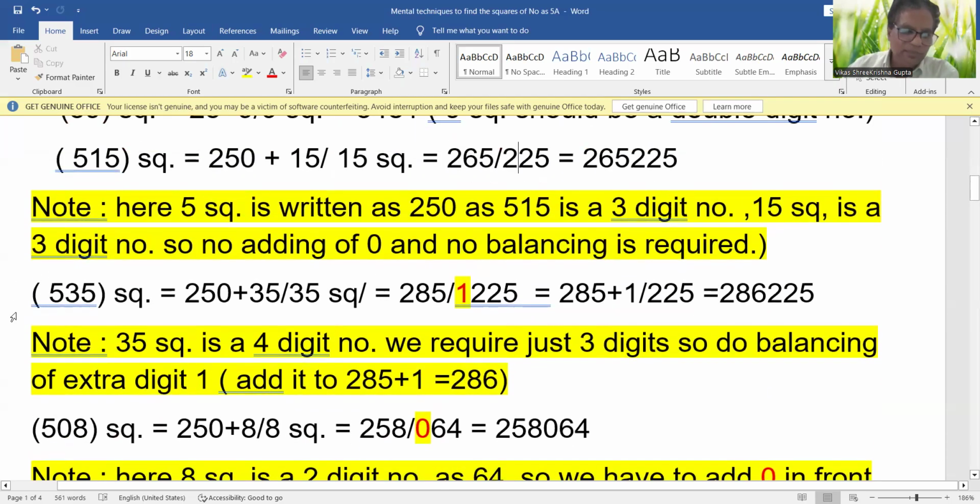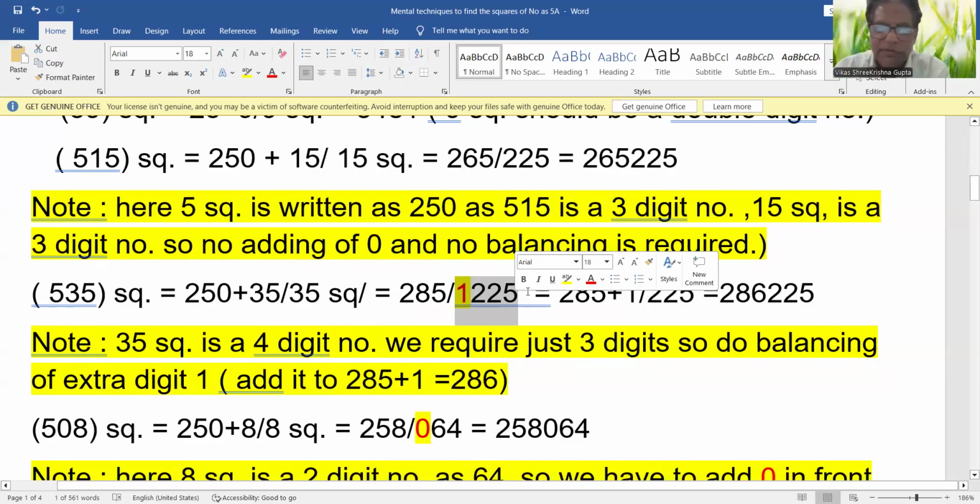Now suppose I have to find the square of 535. Here again, the technique remains the same. 5 square will be 250, and then you add 35 to that number, you get 285. And as I know what 35 square is, in the last video I have shown you how to find the square of a number ending with 5. It is 1225. Now here you see 1225 is a 4-digit number. It is not a 3-digit number.